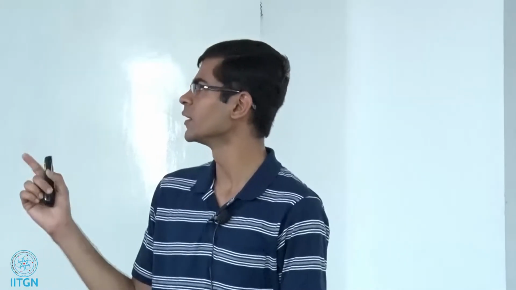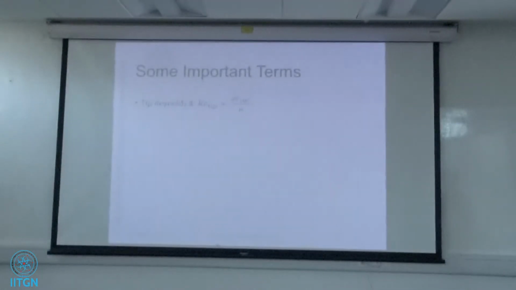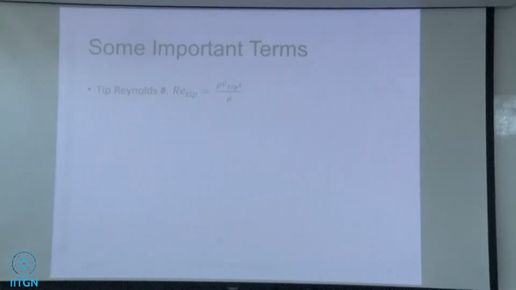So here we define the tip Reynolds number based on the tip speed of the rotor. You can easily find the tip speed as the RPM times the radius of the rotor. C is the chord length of the rotor at that location, mu is the dynamic viscosity, and rho is the density of the fluid.